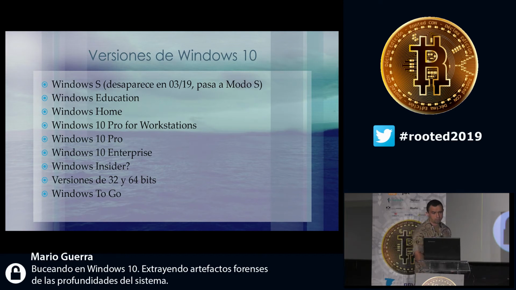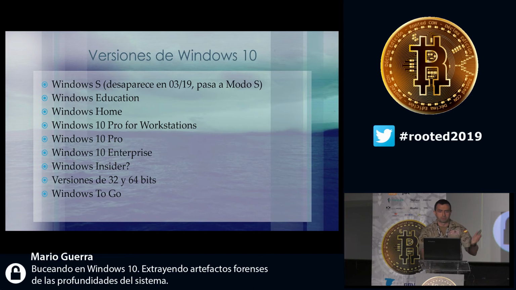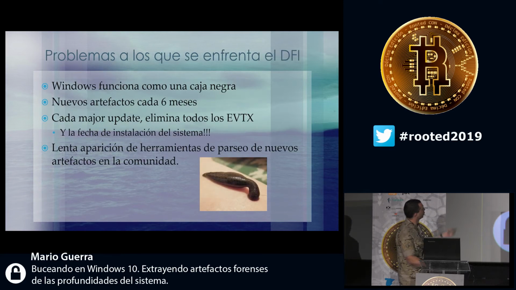There are versions of 32 and 64 bits, which modify the type of applications being installed and how they behave, mainly malware. And Windows Insider is a good source to try to learn beforehand about the new forensic artifacts you're going to find. And then Windows S are the ones with reduced systems. The name has changed this month. And there's going to be an S mode for each edition.